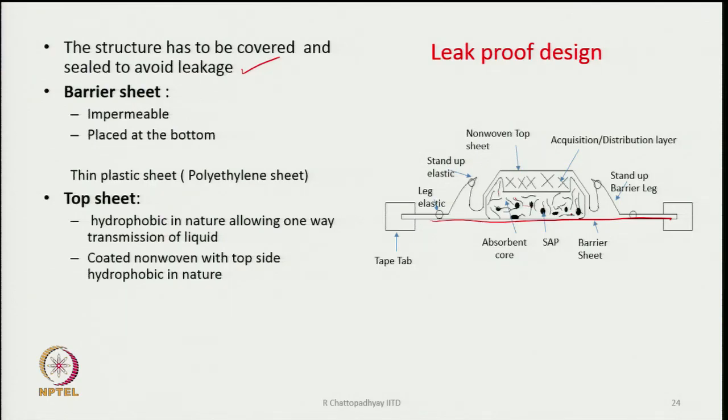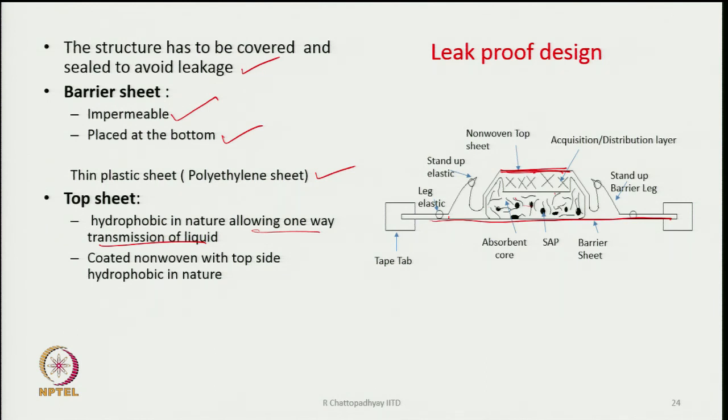Inside you have the absorbent core and acquisition layer, distribution layer, everything is inside. Now, the other side, the top part, is a non-woven sheet as shown here. So, the barrier sheet at the bottom is impermeable. Generally a thin plastic sheet like polyethylene sheet can be used there. The top sheet is hydrophobic in nature, allowing one way transmission of the liquid. This is the top sheet. We want one way liquid transmission.